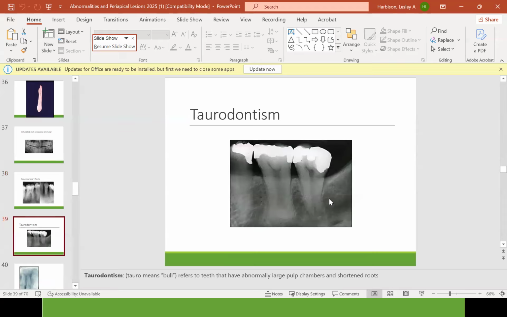Slide number 39 is an example of taurodontism. You see how the root, instead of coming to a tapered apex, is blunted. The bottom part of it almost looks the same as the top. That's where they got the word bull, because it kind of looks like bull horns on the bottom, but it's just more boxy. So that's taurodontism.